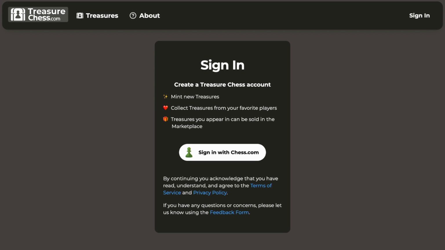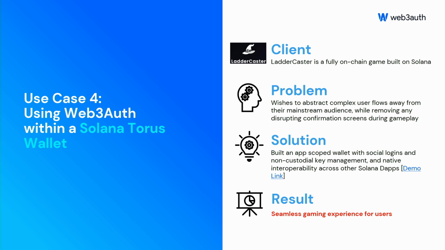This is them. You can actually just sign in with your Chess.com account and get a blockchain wallet associated with that. And the fourth case is actually Lettercaster. They are a fully on-chain game built on Solana, and they wanted some interoperability as well, because they wanted their users to interact with other marketplaces on Solana, as well as a seamless flow on their game.